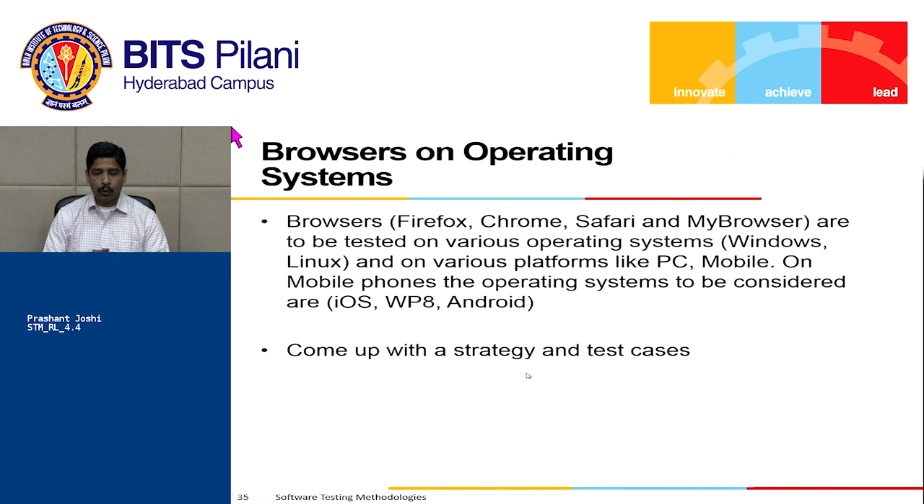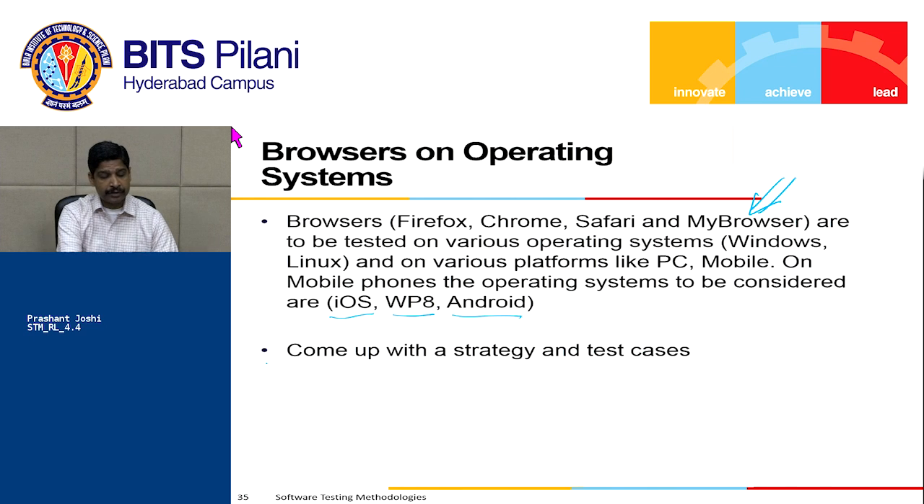Let's move to one that we already saw, but I've put this together as a problem statement. This is what we discussed as a part of our combinatorial, which is again Firefox, Chrome, Safari, and my browser. I just created a fictitious Prashant's browser, my browser, which is not only supposed to go on various operating systems, on Windows, Linux, it's also going to go on mobile phone. So now I added another variant of mobile phone to it. And mobile phone variants are iOS, Windows Phone 8 and Android.